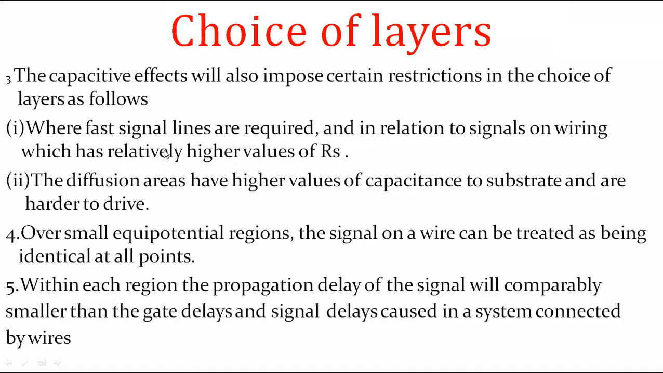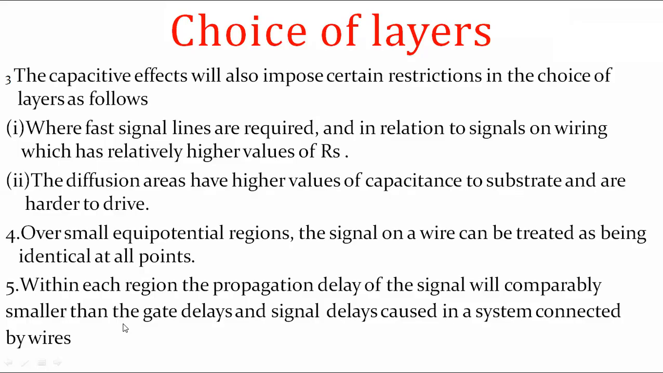It can affect capacitance. Next, the fourth point: over a small equipotential region, the signals on a wire can be treated as being identical at all points. Within each region of propagation, the delay of the signal will be comparatively smaller than the gate delay and signal delay caused in the system connected by the wire.